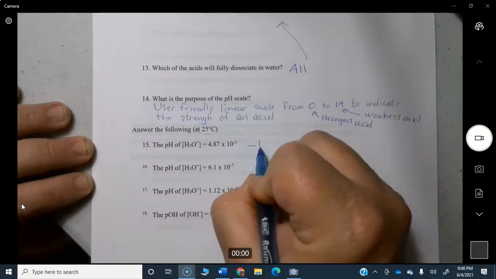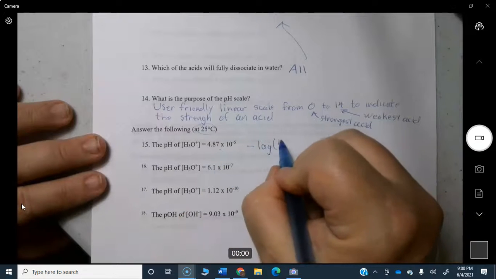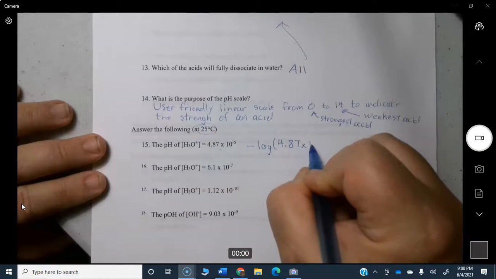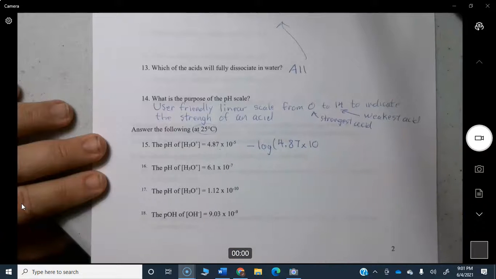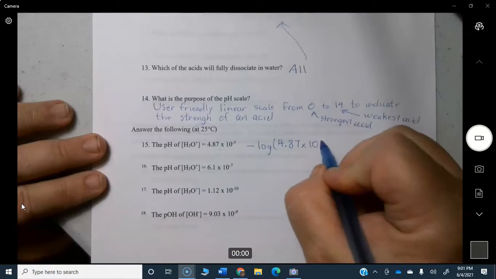So it's negative log of the concentration. And what you should try to do is guess what you think the pH will be before you do it on the calculator.